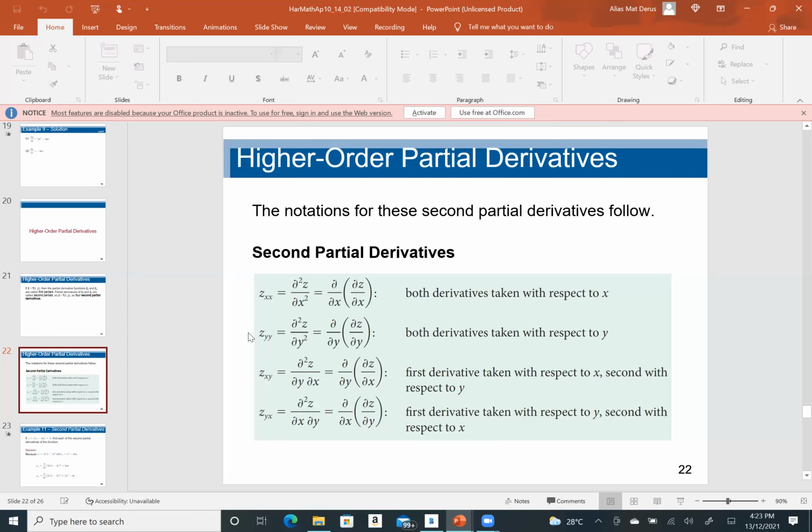So there are 4 second partials that we can do based on the first partial. Okay. Any question?